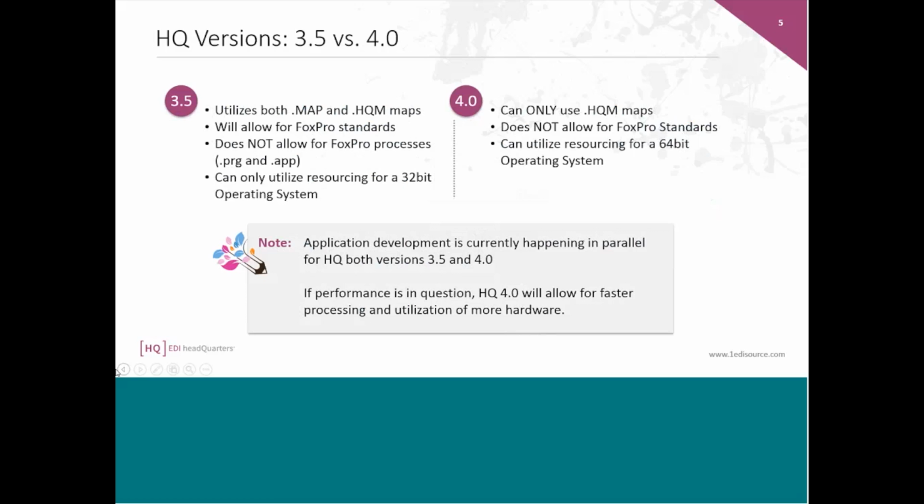Version 3.5 can utilize both the .map and the .hqm maps. Version 4 can only use HQM. So prior to upgrading to version 4, you will need to upgrade all the .maps to HQMs.